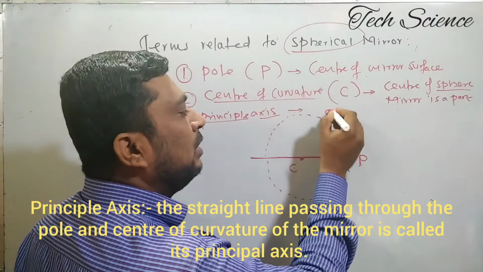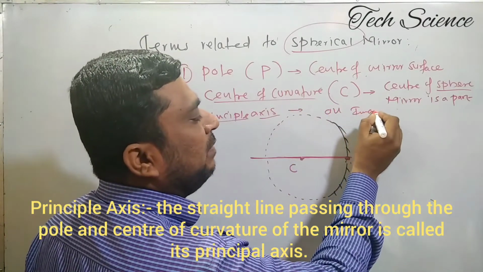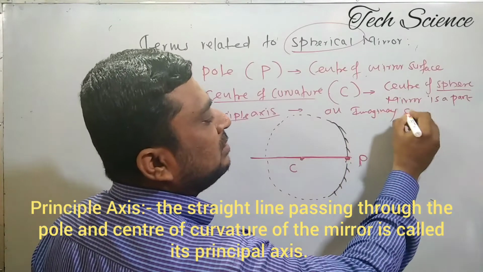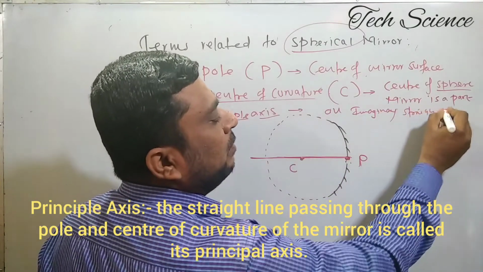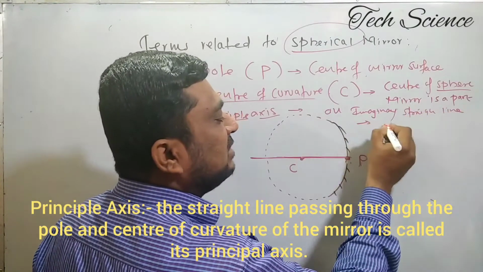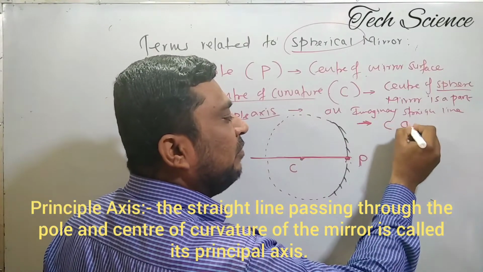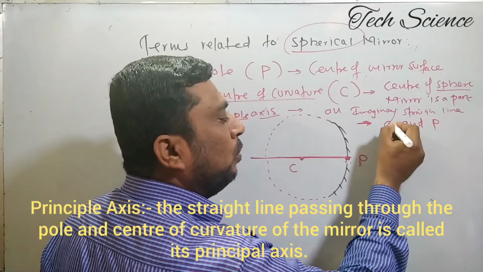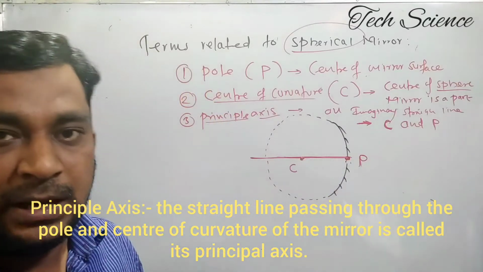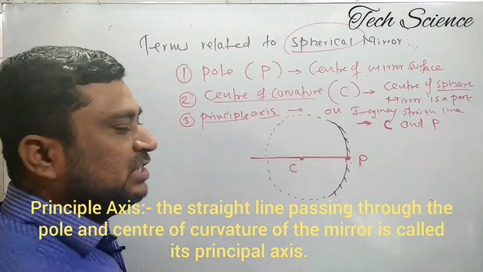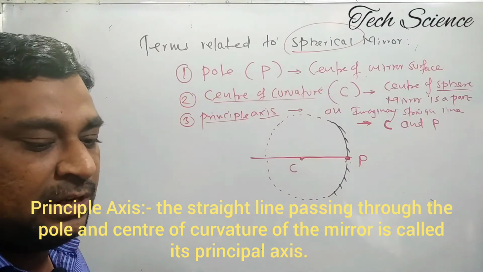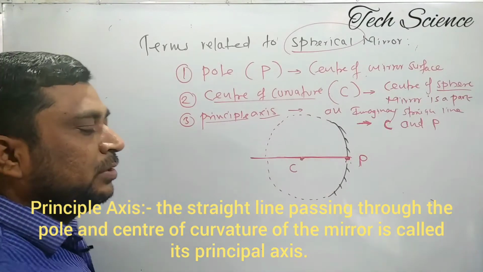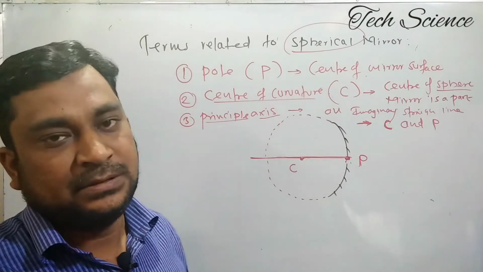What is the definition? An imaginary straight line. But what is the condition? Which is passing through the center of curvature and pole. In short, I am writing: an imaginary straight line which is passing through the center of curvature and pole. This is what? Principal axis.